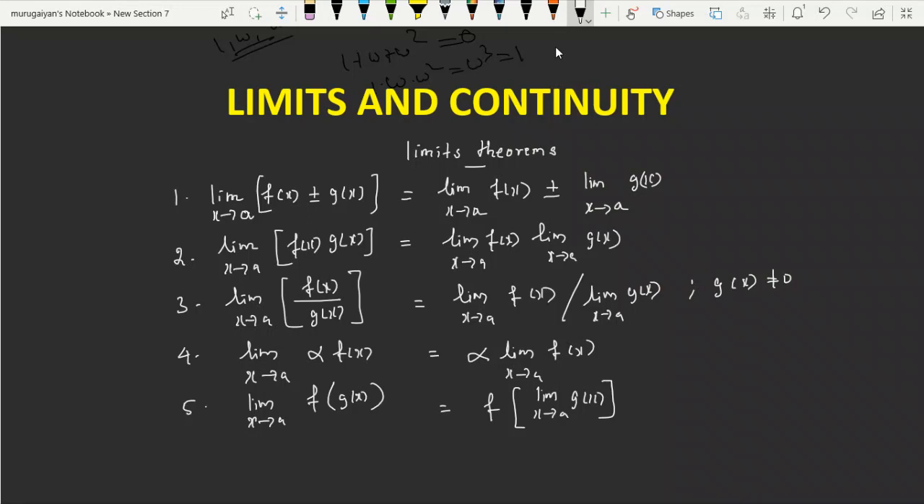Understood? So these are the fundamental theorems on limits, based on how to separate: sum, product multiplication, quotient, scalar multiplication, and composition. All five are very, very important. These are the five results of the limit theorems. I hope you all understood this concept.